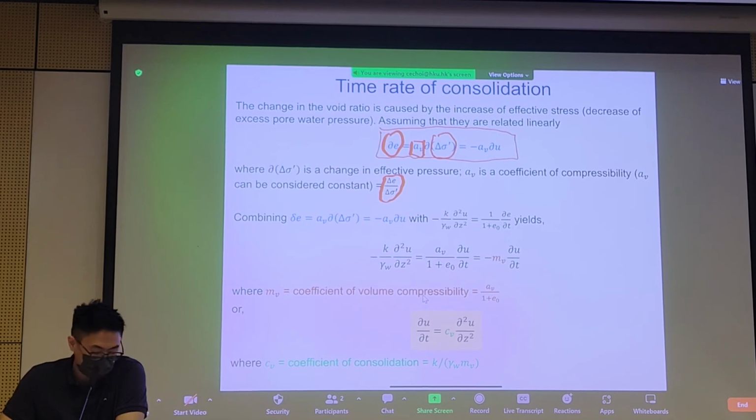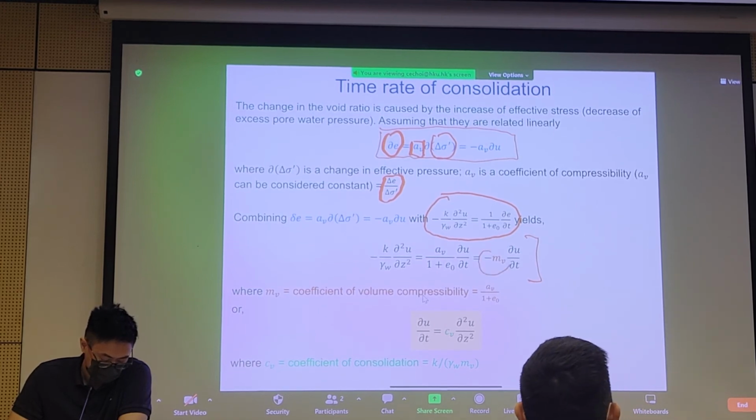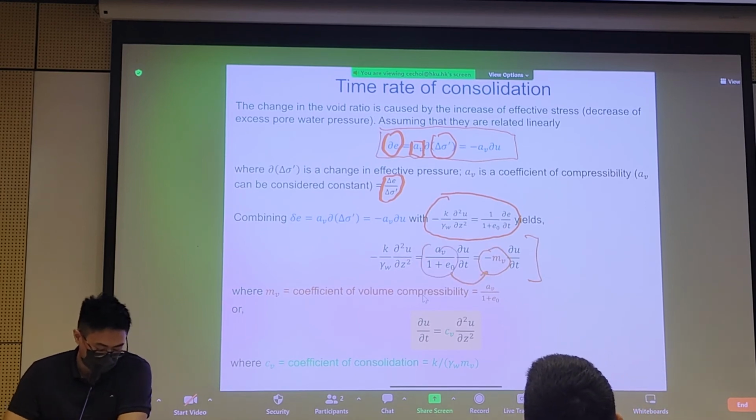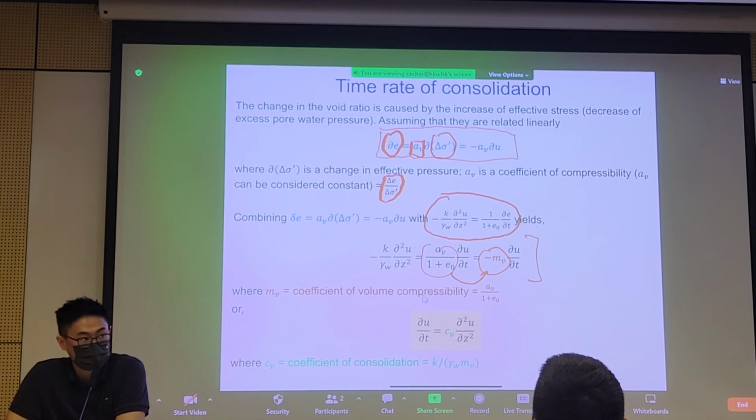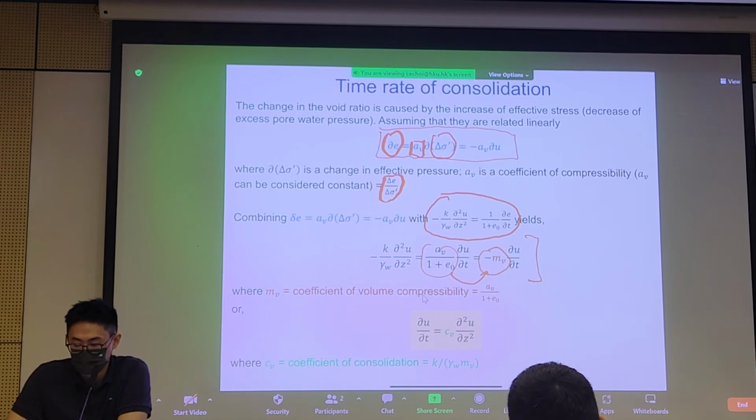Now, if we further combine this expression with what we derived earlier, we get another variable, and we can turn this complex mass here into another coefficient. We call it the coefficient of volume compressibility, which is also describing the stiffness of the soil. And that's probably all you need to know for the focus of this class. And eventually, if you do further manipulation of the variables, you get this expression here.